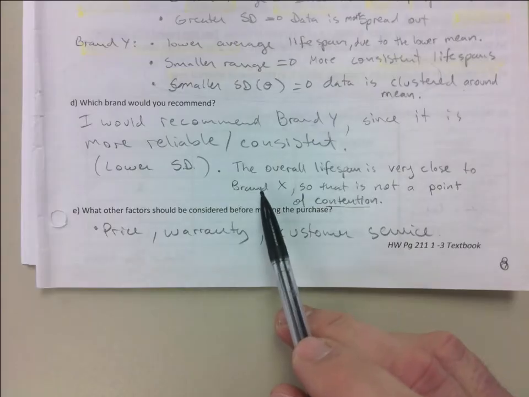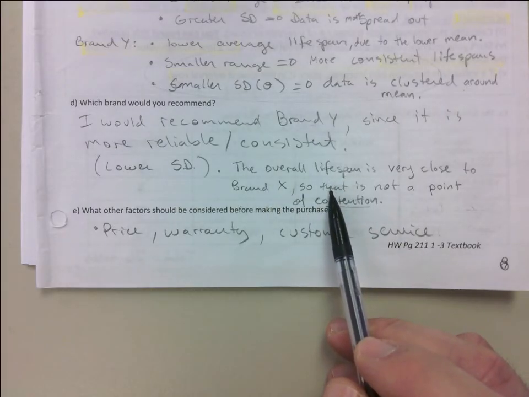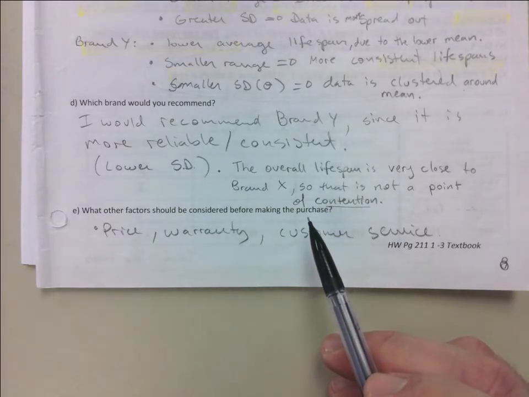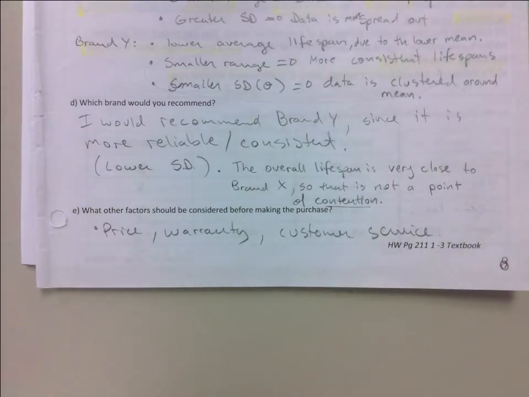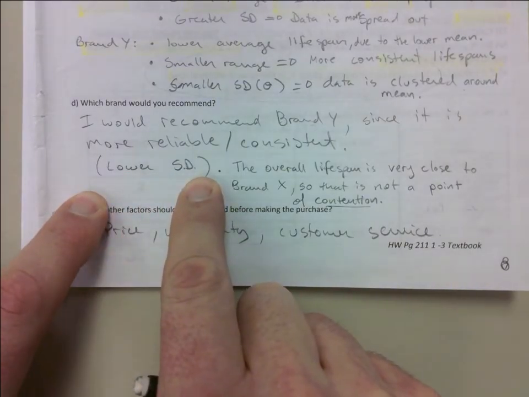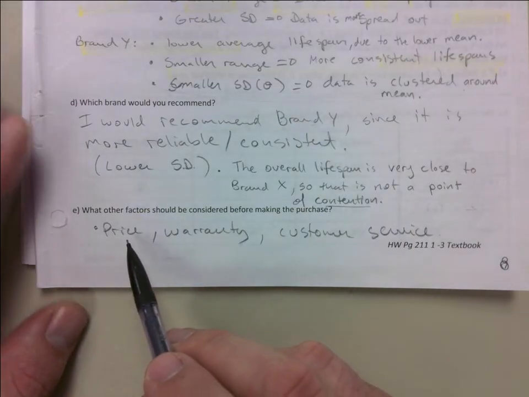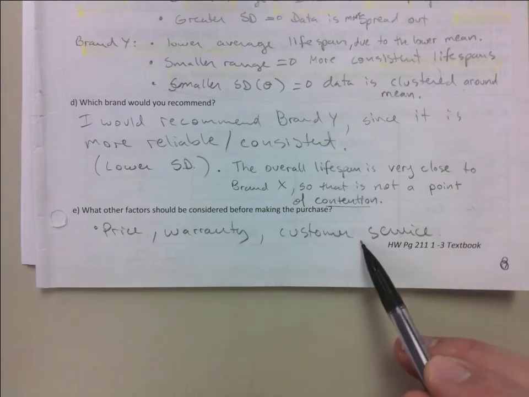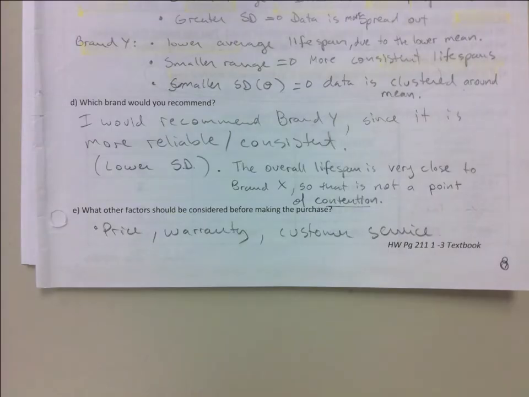Because what if brand X had an overall lifespan of 20 years instead of 5.72? Now you might actually want to say, well, for me personally, I like that there's a longer overall lifespan, which is like 4 times as much as brand Y. I might want to go with brand X because of that huge difference. But if all else is kind of the same, you're going to want to go with a lower standard deviation, okay? What else should you consider? Obviously the price. What is the warranty? Customer service, reliability, anything like that, obviously we would consider as well. But most of the time we want to stick to statistical terms.